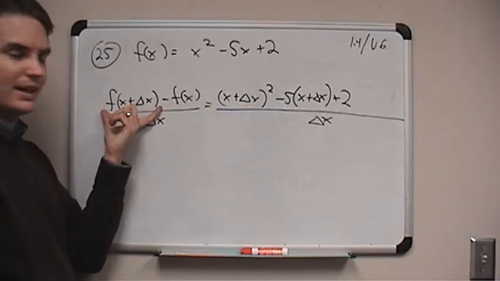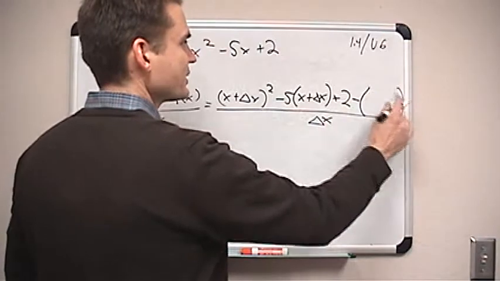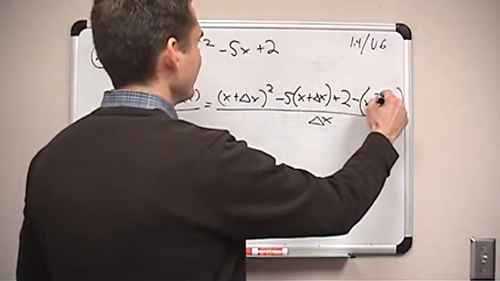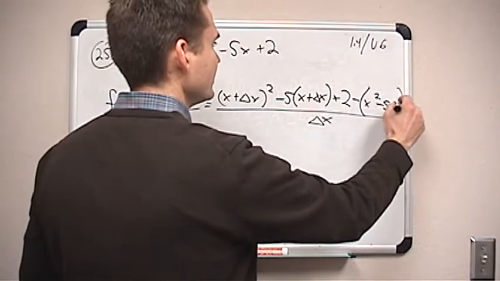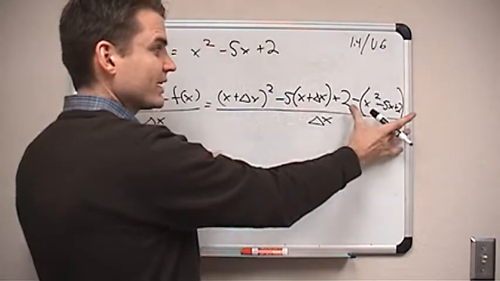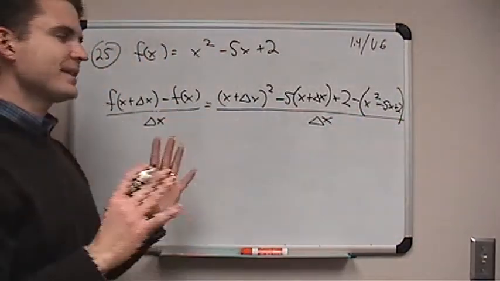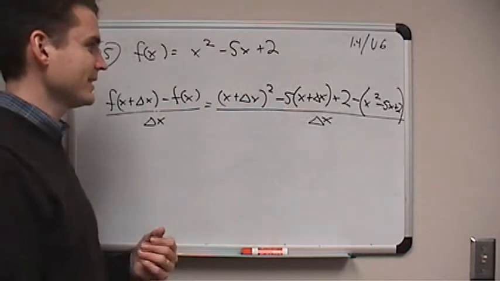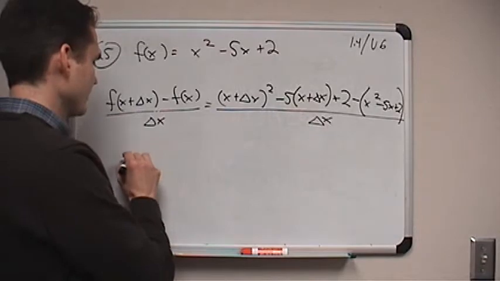Okay, all I did is I took this function and I replaced the x with x plus delta x. Now from that I need to subtract the original function, and that's x squared minus 5x plus 2. Now notice I put some parentheses here because I want to indicate that I am subtracting the entire function f of x. Okay. Now that's half the battle, just writing this thing down, but of course there's a lot of simplifying that needs to be done. So I'll go ahead and bring it down here.